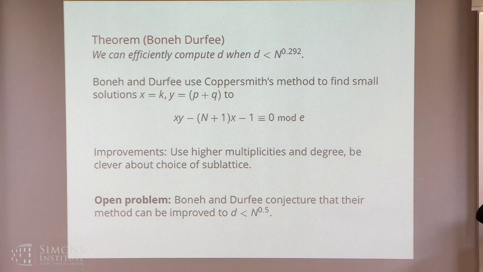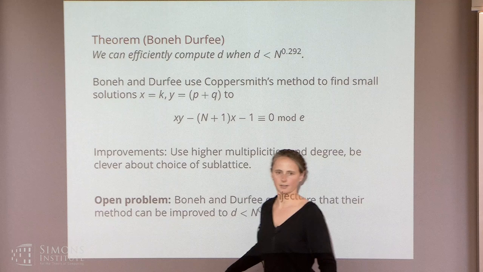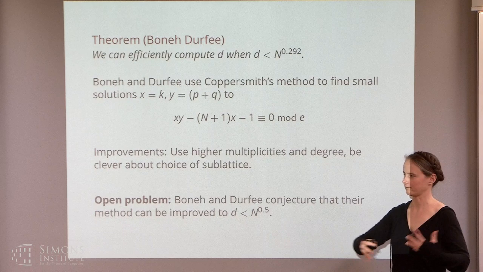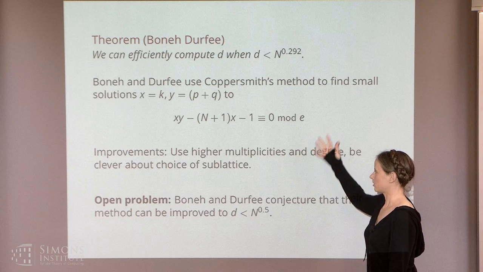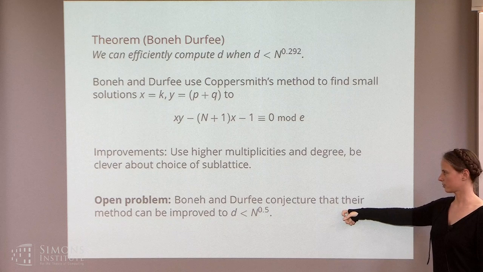But I do want to mention that there's this theorem of Boneh and Durfee. They improve this bound a little bit by taking the same equation and applying the Coppersmith techniques of higher multiplicity and degree. They were able to improve the bound to n to the 0.292, which is a strange-looking value. Essentially, they're clever about their choice of sublattice and they're using higher multiplicities and degree. They conjecture that their method can be improved to n to the 0.5, but nobody's been able to do that.